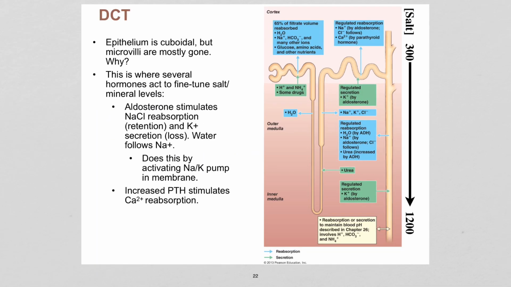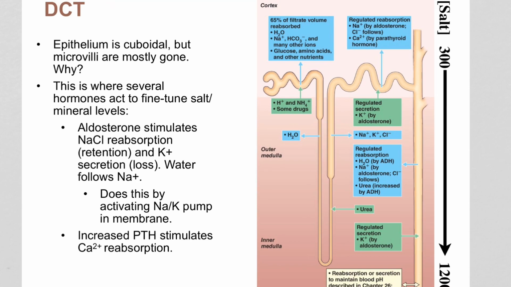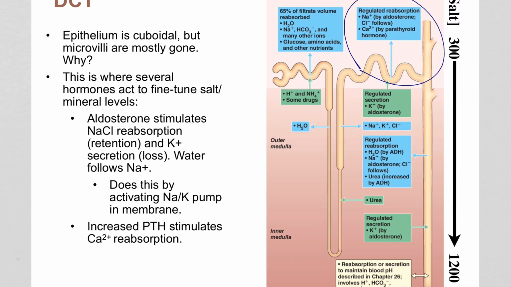Okay. The DCT is where fine-tuning of non-caloric nutrients happens for the most part, right? And I'm only going to use a couple examples. One of them you really already know. So this is the target site for aldosterone. Aldosterone turns on active transport pumps that pump sodium back into the blood.